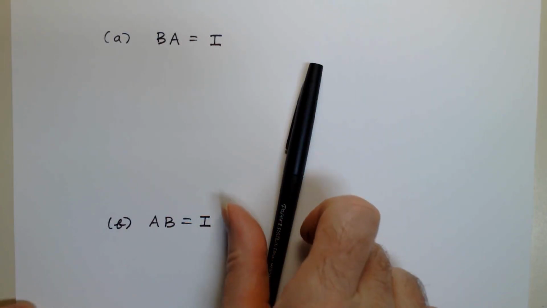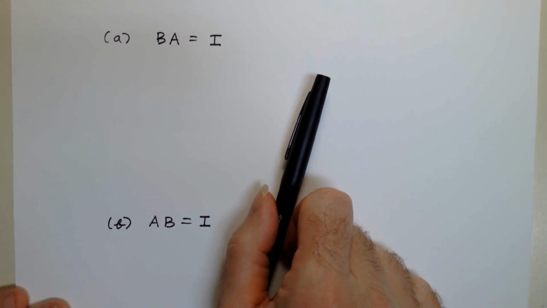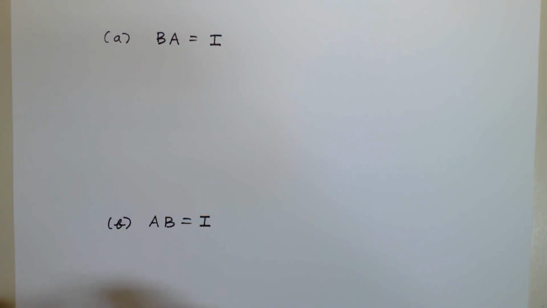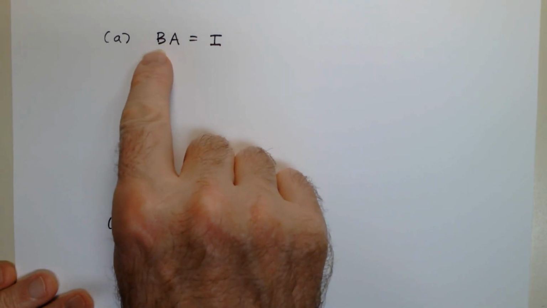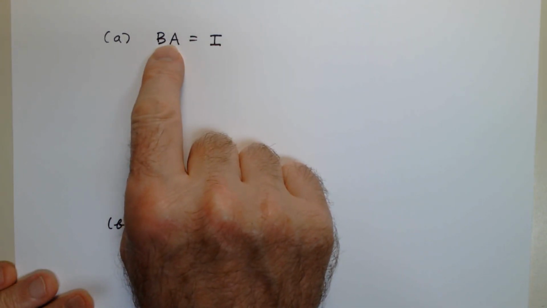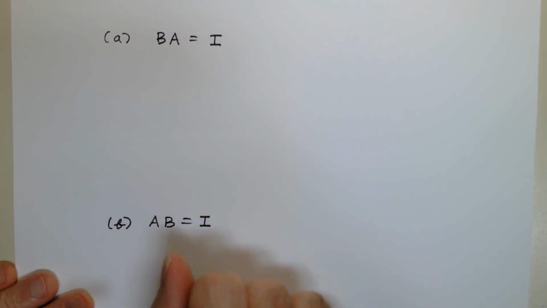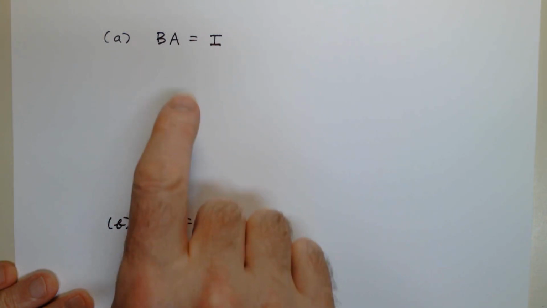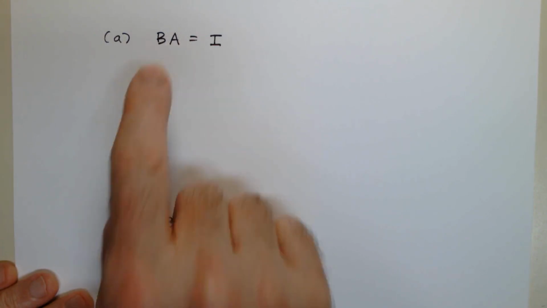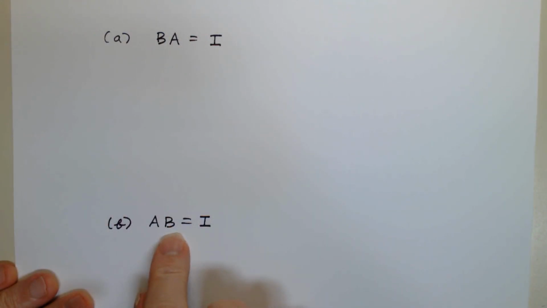All right, welcome to the document camera. We're going to look at the proof of theorem 3.13. And in the statement of this theorem, the matrix A has been given to us. It's a square matrix. And somehow a matrix B has been found that has either this property, that when I multiply on the left with A, I get the identity, or it has this property that when I multiply on the right of A, I get the identity. What we have to show is that if this is true of the matrix B, then B must be the inverse of A.